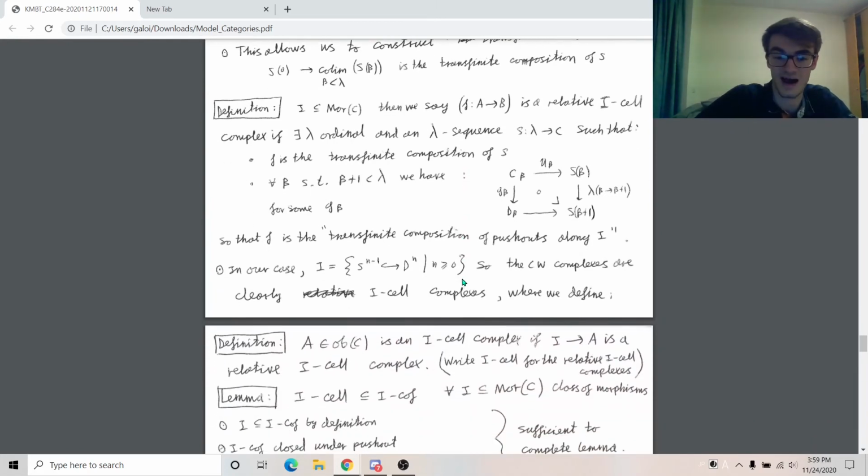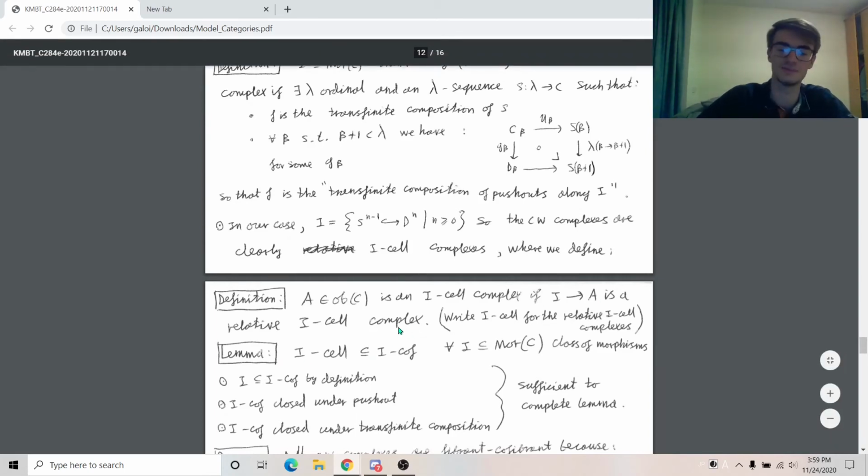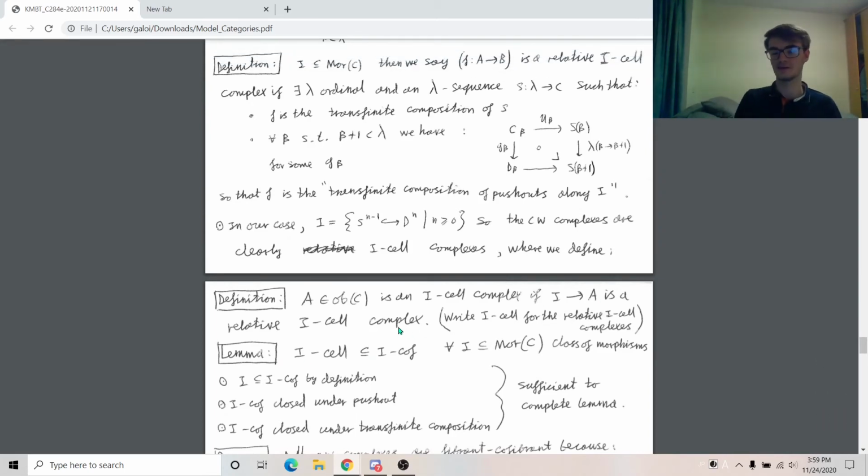We can now define I-cell complexes. An object A of C is an I-cell complex if the unique map from the initial object to A is a relative I-cell complex. So if you can build A by gluing together transfinitely many times along maps in I. In particular, note that any CW complex will be an I-cell complex, where I is this class of maps here. And a priori the class of I-cell complexes is larger than the class of CW complexes, because we don't care about skeletons. You can glue these disks in any way you want. Right?